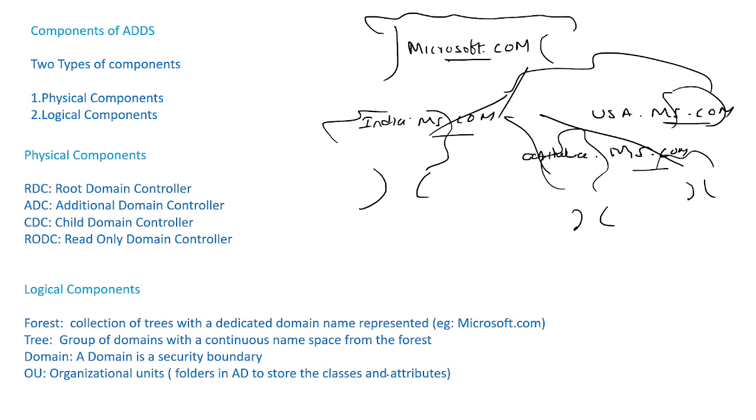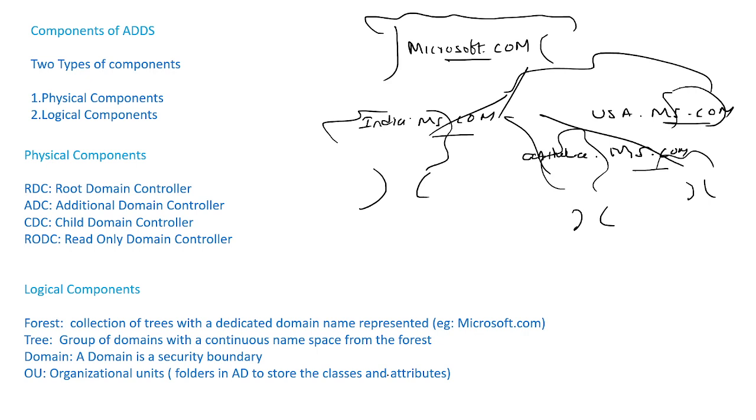Domain means it is a security boundary. Correct? If you want to access anything and everything, you have to prove your authentication. You have to enter your username and password. You have to prove whether you are a valid, genuine, legitimate person or not. That is called a domain. Domain means it's a security boundary. That's all. And OU means organizational unit, or the folder structure in Active Directory.